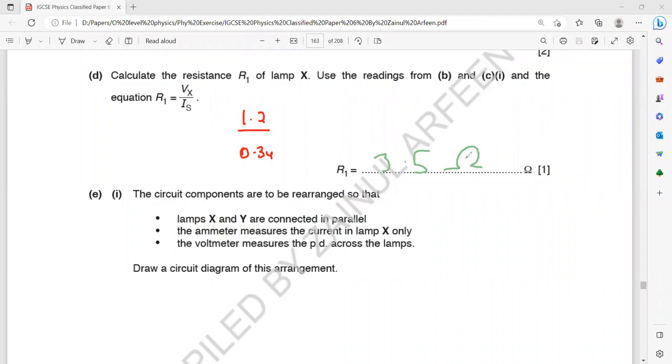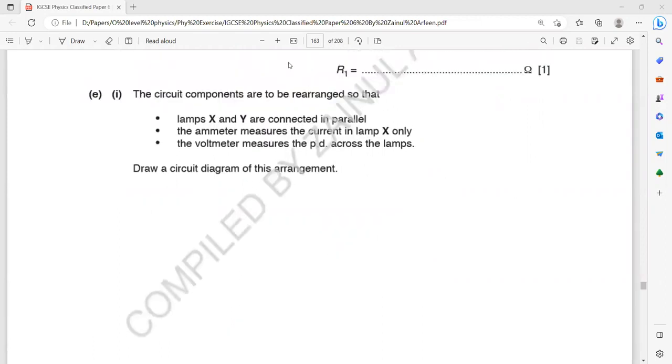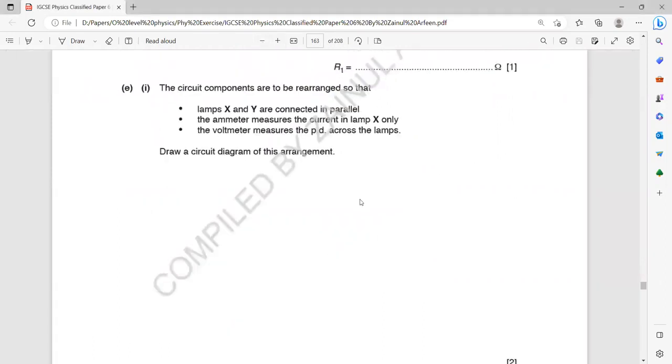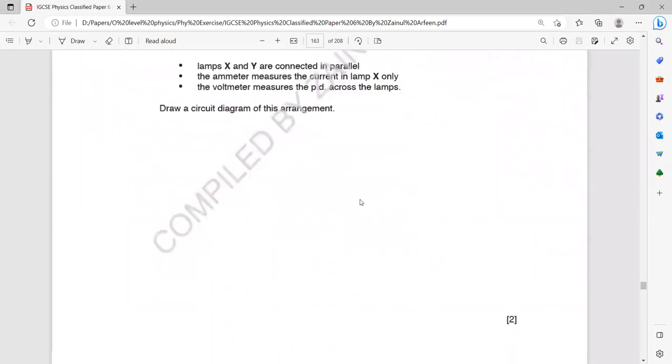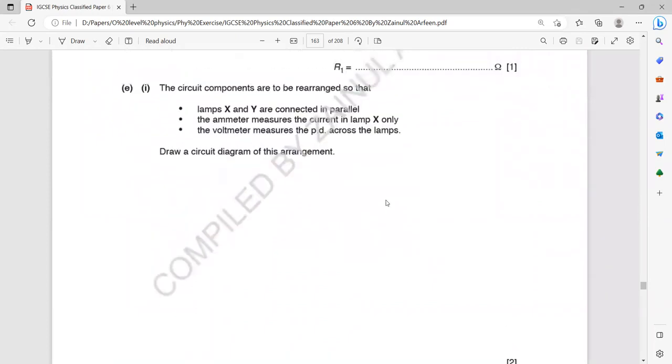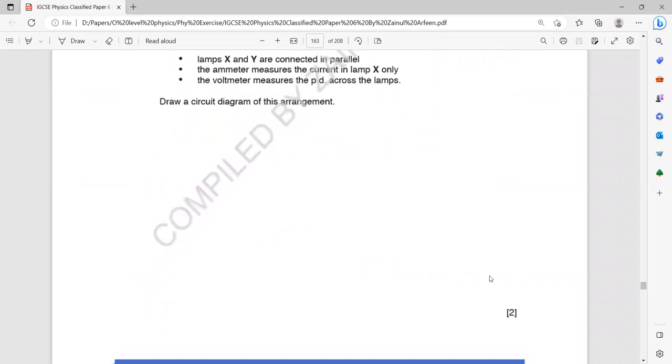So that is 3.5. The circuit components are arranged so that lamps X and Y are now in parallel, with an ammeter to measure the current in lamp X only, and a voltmeter across the two lamps. Draw a circuit diagram of this arrangement. You can use screen annotation to complete this part. Any part of the screen you can use to draw your circuit. Lamps X and Y should be in parallel to each other.